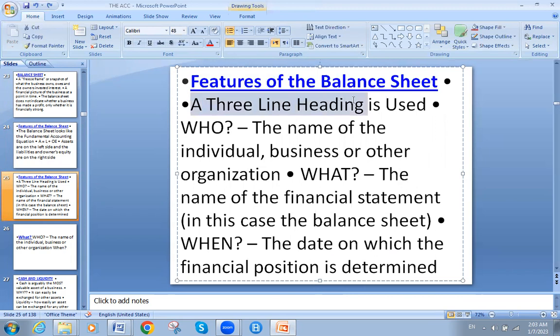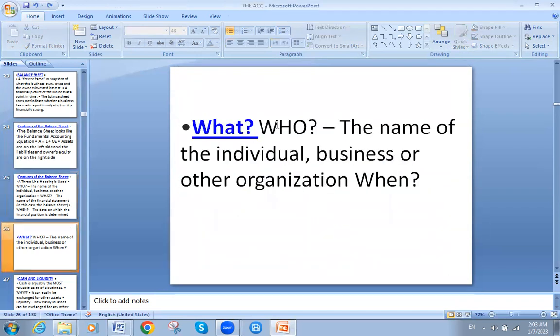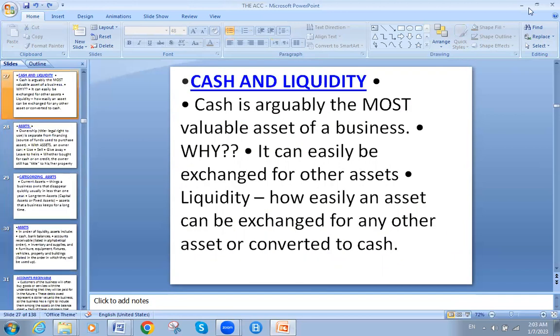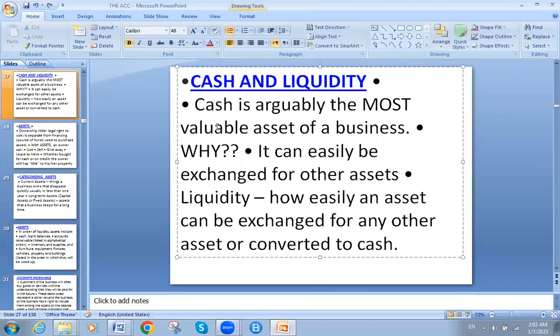A three-line heading is used. Who? The name of the individual, business or organization. What? The name of the financial statement, whether it is the balance sheet, owner's equity, or so on. When? The date. So we have to write a date also for the balance sheet. I'll just show you now how a balance sheet looks.